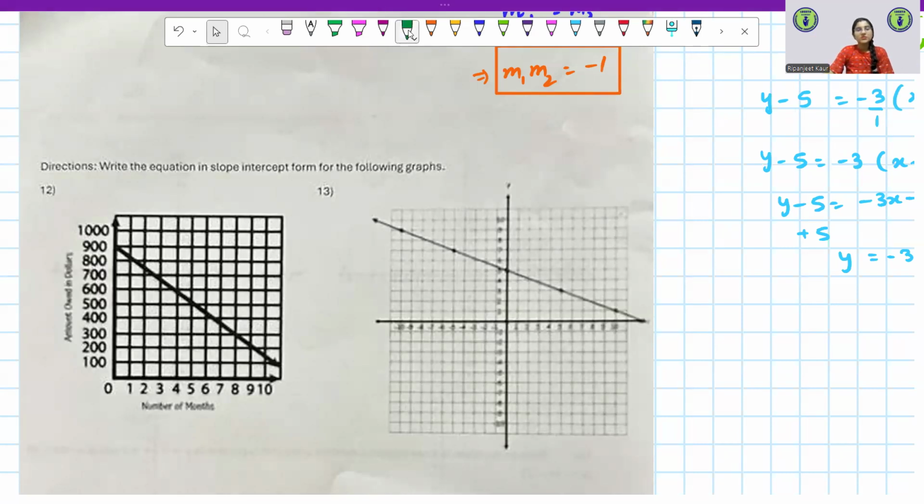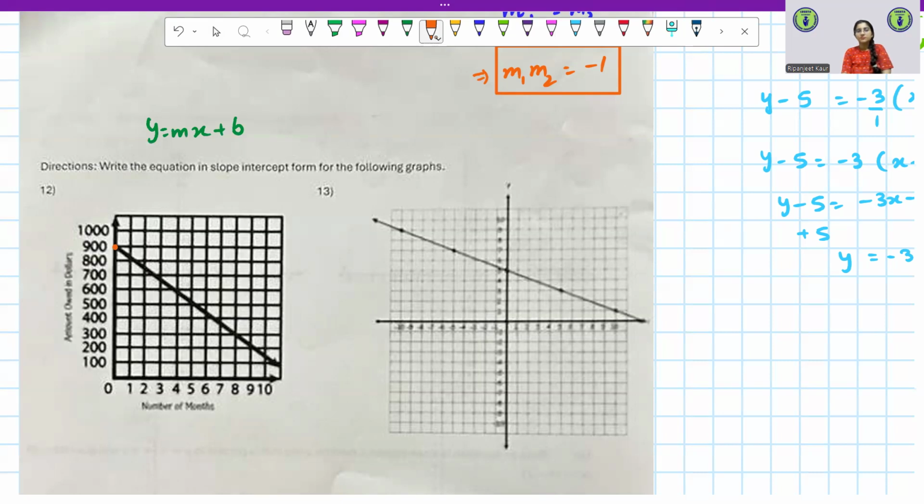Write an equation in the slope intercept form, that is y is equal to mx plus b, from the following graphs. Now see, when x is equal to 0, then y is equal to b, right? So when x is equal to 0, this line is cutting here, right?